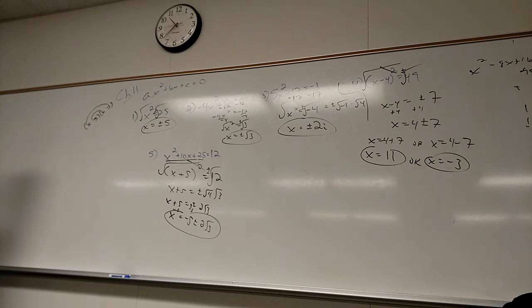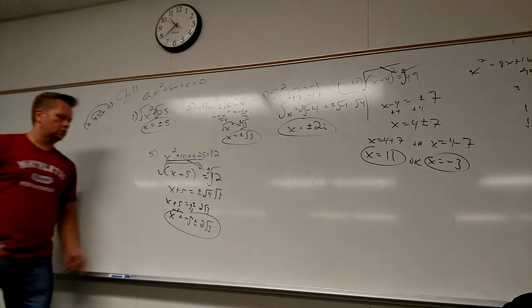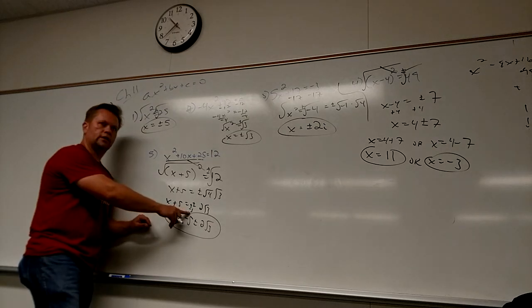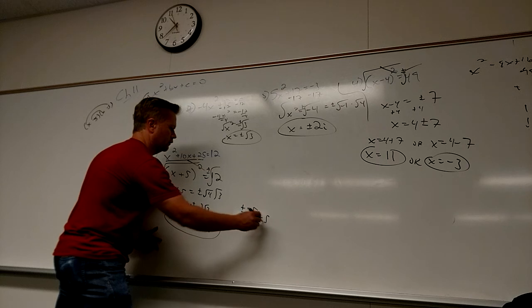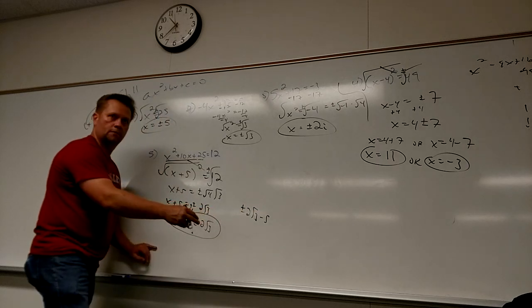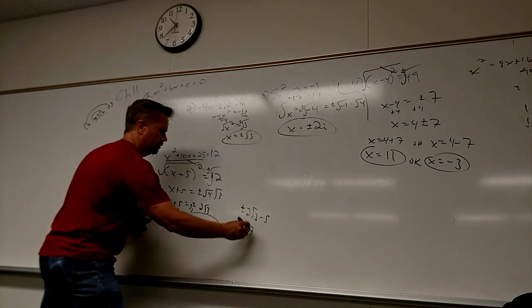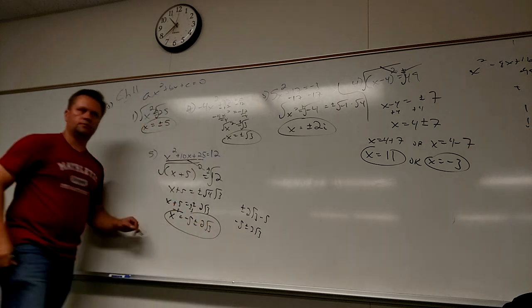Yes? Yeah, totally, because you're subtracting 5 from both sides. So you can either write it as plus or minus 2 rad 3 minus 5, but it's a little more preferred to write it like this, with a plus or minus in the middle.